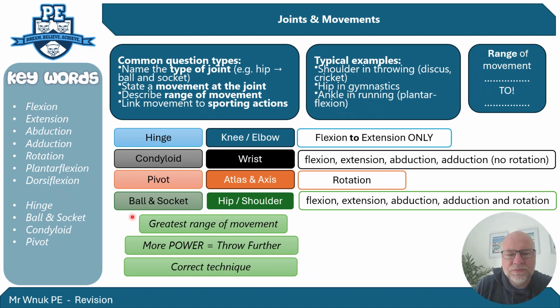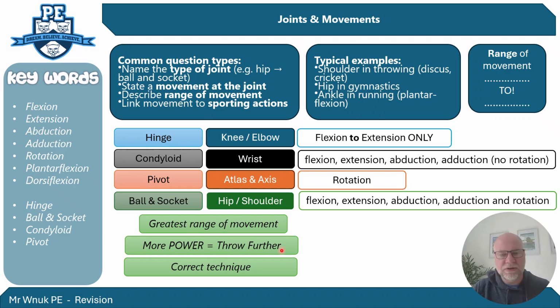So the key thing with the ball and socket joint, and this will go for all of the answers, is that it has the greatest range of movement. So if it was a discus thrower or a shot putter, you say the shoulder joint is a ball and socket joint, this has the greatest range of movement. There's a mark, okay? This allows the performer to generate more power, and therefore you can throw further. And this is the key bit, the application to performance. So if you're talking about a thrower in any exam question, you really want to be linking in throwing further. If it's a sprinter, run faster.